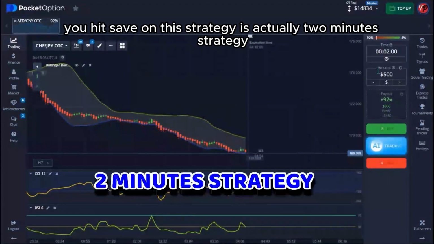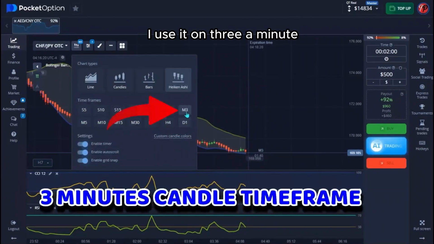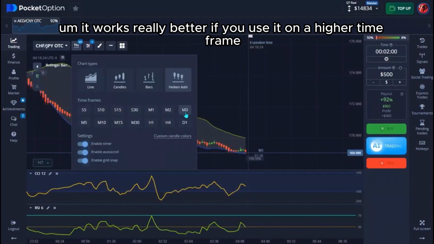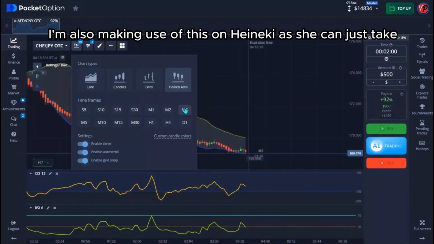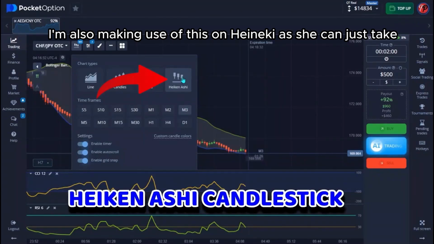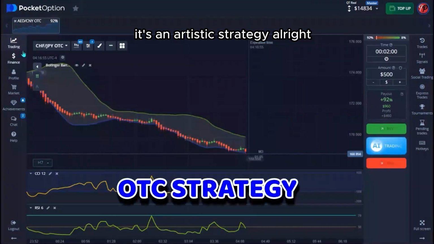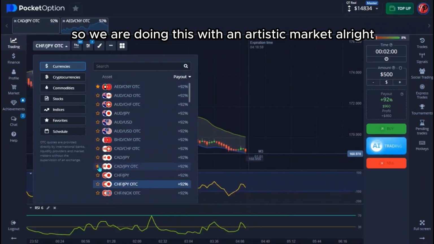This strategy is actually a 2-minute strategy, and I'm on the 3-minute time frame right here. It works better if you use it on a higher time frame. So I'm using it on 3 minute with a 2 minute trade time. I'm also making use of this on Heikin Ashi candlesticks. So that's pretty much all you have to do. It's an OTC strategy, all right? So we are doing this with an OTC market.